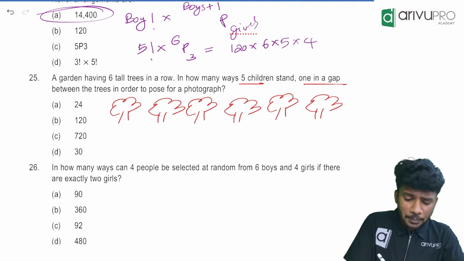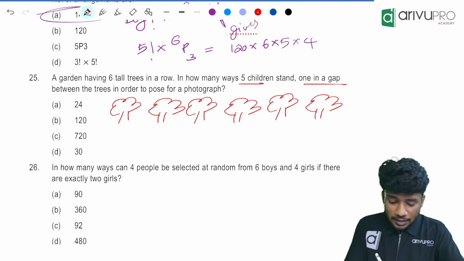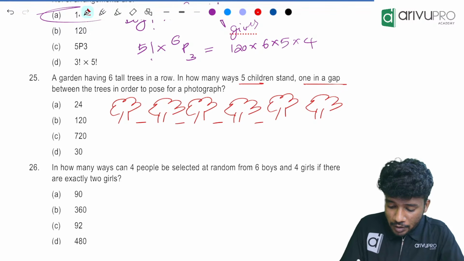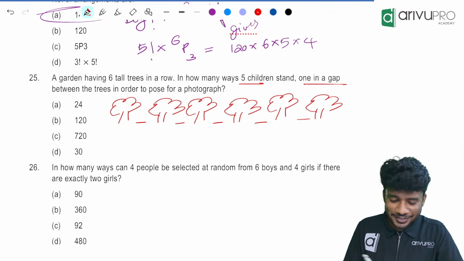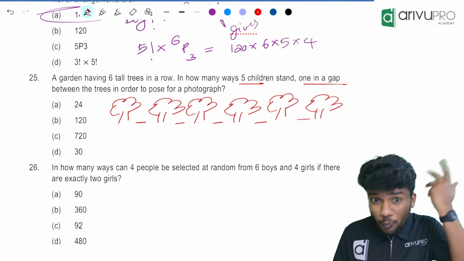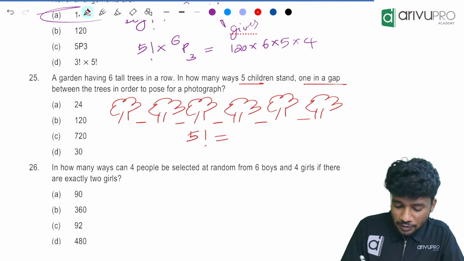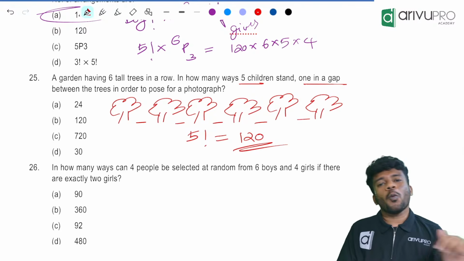Then what is going to happen now? 5 children are standing in the gaps. Only 5 people are there. They are going to stand in the gaps between the trees. How many ways can they do it? 5 factorial ways. The answer is 120.